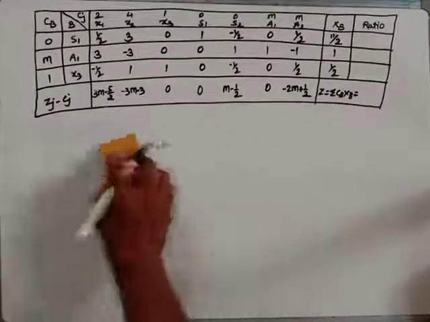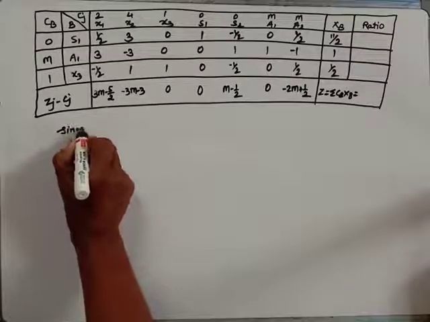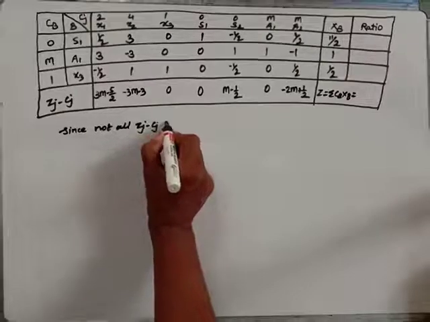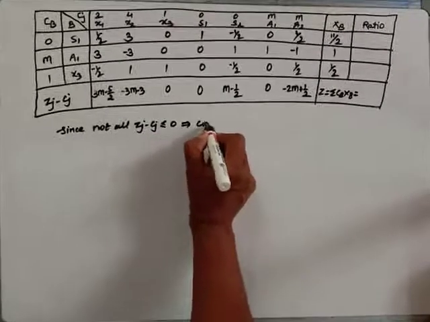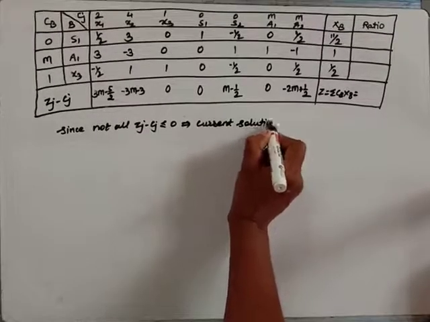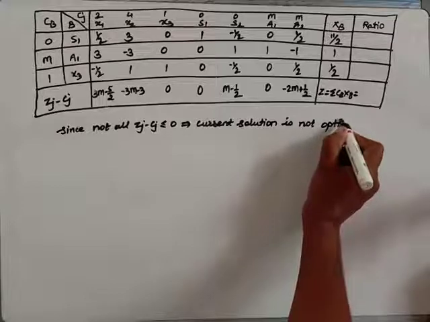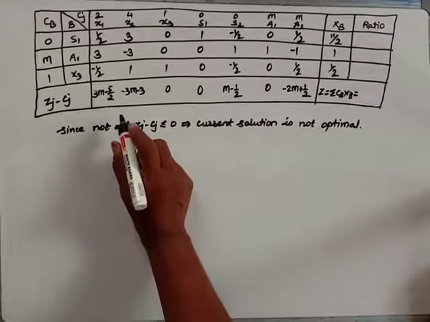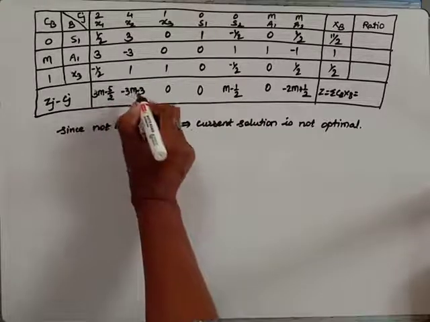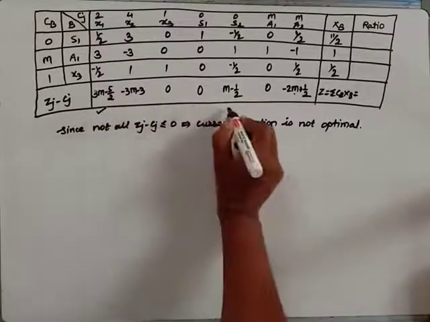Now again, not all Zj minus Cj are less equal 0, since not all Zj minus Cj less equal 0 implies current solution is not optimal. Now two positive quantities are here. Look at, this is negative, minus 3m is there. You know m is large positive, so it is negative. This is also negative. Now two are positive, this one and this one.